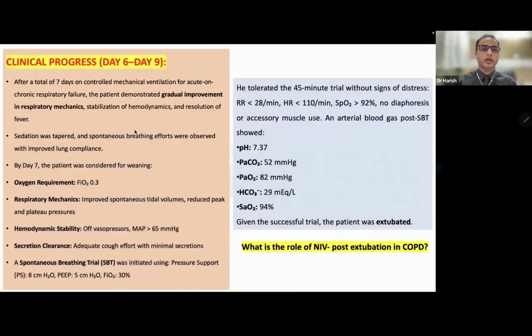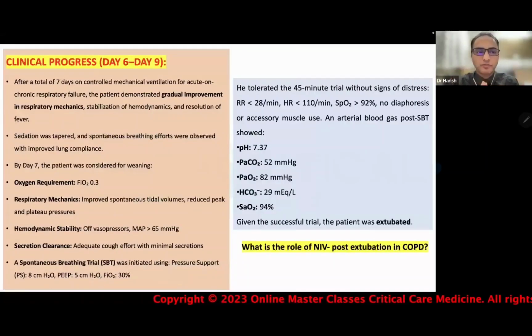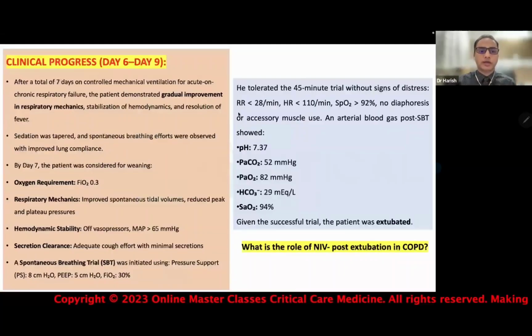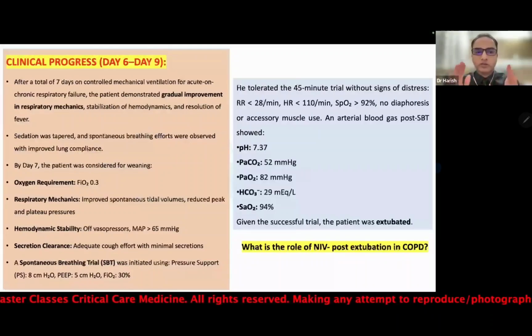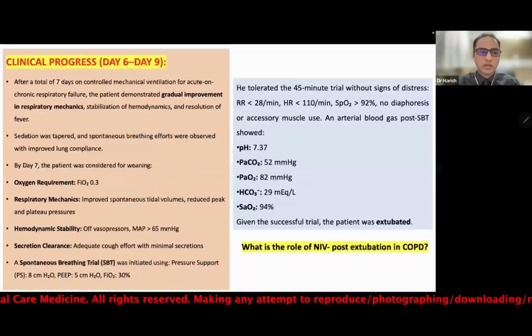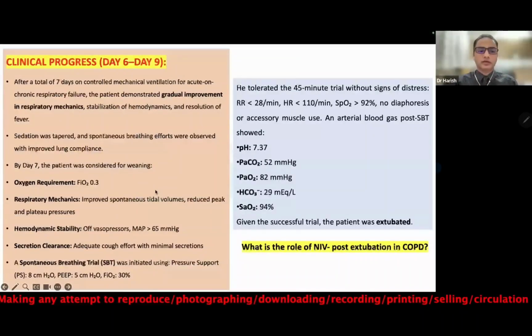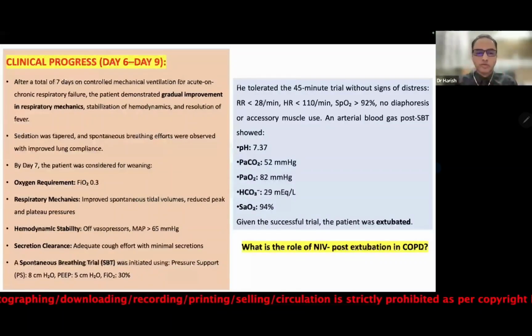Okay. So in our patient, somewhere between day 6 to day 9, after a total of 7 days on controlled mechanical ventilation for acute and chronic respiratory failure, the patient demonstrated gradual improvement in respiratory mechanics, stabilization of hemodynamics and resolution of fever. Sedation was tapered, spontaneous breathing efforts were observed with good lung compliance, and on day 7 the patient was considered for weaning. So the oxygen requirement is 30%, respiratory mechanics improved, stable hemodynamics, secretions are not so much.